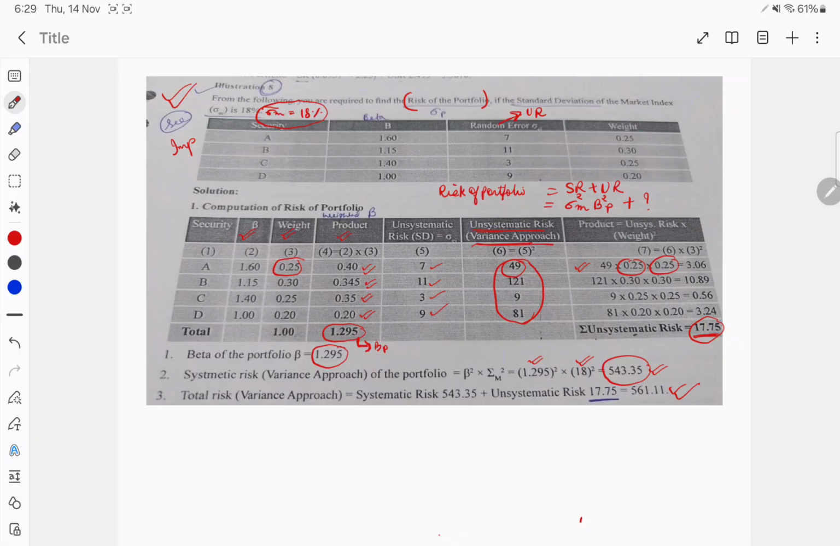So I've already explained to you: first calculate the beta of portfolio, and then calculate the unsystematic risk of each stock, and then calculate the unsystematic risk of portfolio, then calculate systematic risk of portfolio and do the summation of systematic and unsystematic risk to come to the value of total risk. Okay, so this was a day 5 question of portfolio management.